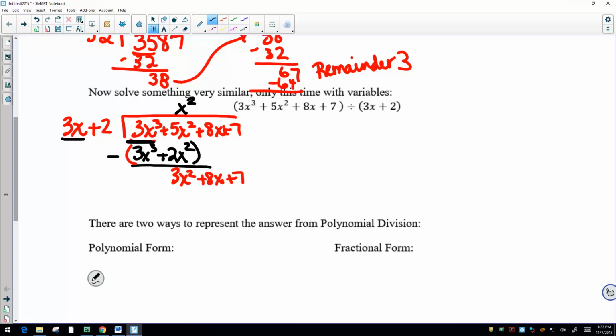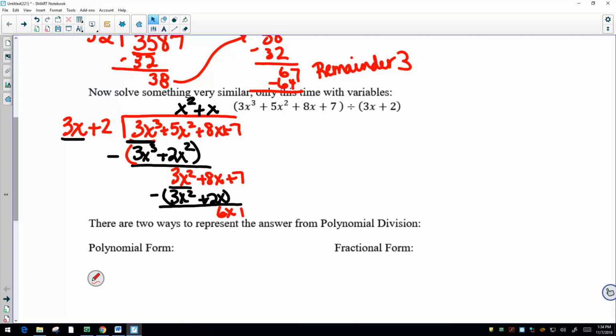So you take the first term, that 3x, and say 3x times what gets me 3x squared? So this time 3x times x will get you 3x squared. And now we're going to do the same thing, multiply through. So x times 3x is 3x squared. X times 2 is 2x. And again, like we did, I want to subtract everything. So the first term, we can see 3x squared minus 3x squared drops out. Again, that should always happen. 8x minus 2x, we have 6x.